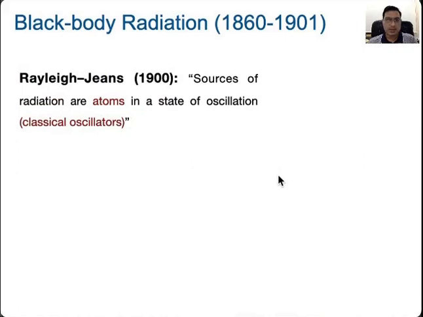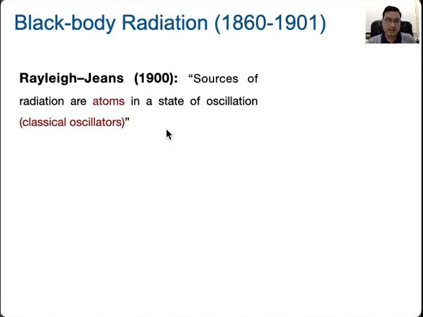So the first attempt to explain black body radiation came from Rayleigh-Jeans around 1900, and the assumption he made was that the sources of the radiation are atoms. You take an object and start heating it. This object is made of atoms, and these atoms are in a state of oscillation, oscillating like a classical oscillator, moving back and forth from the equilibrium position. And once they are oscillating, they are emitting the radiation.